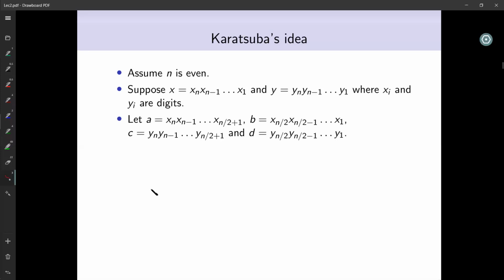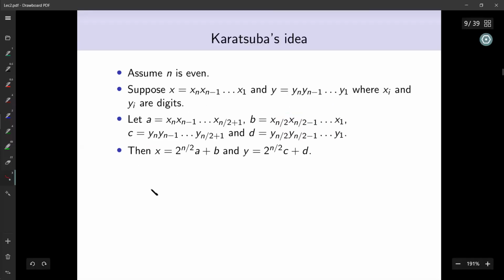Now what we do is we split these digits. We take the first n by 2 digits and call it a. So a is a number obtained by writing the first n by 2 digits starting from the left of x. This is the MSB of x and the next MSB and so on. So the first n by 2 bits, and the remaining n by 2 bits, the least significant n by 2 bits, we call number b. Similarly, we do it for y. So c is yn, yn minus 1, etc., down to yn by 2 plus 1, and d is yn by 2, yn by 2 minus 1, etc., up to y1. Okay, so now let's do simple arithmetic.